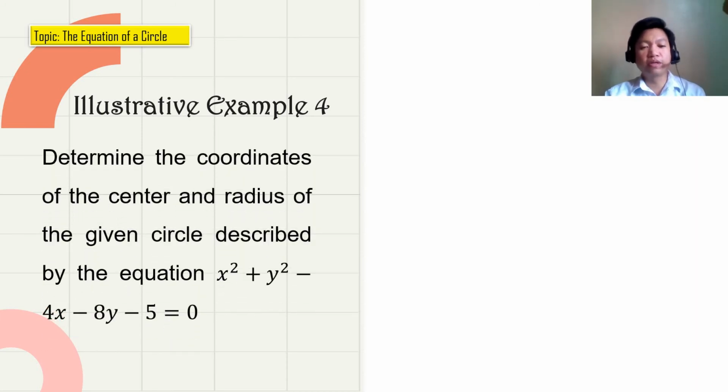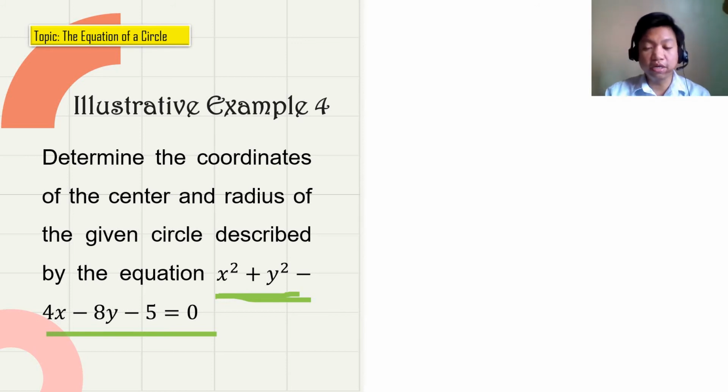Determine the coordinates of the center and radius of the given circle described by this equation. Again, anong klaseng equation yan? Correct. That is a general equation of the circle. Yung tatlong examples natin, sila yung mga standard form of the circle. Ito naman is the general equation of the circle, yung ating x squared plus y squared minus 4x minus 8y minus 5 is equal to 0. General form yan of the equation of the circle.